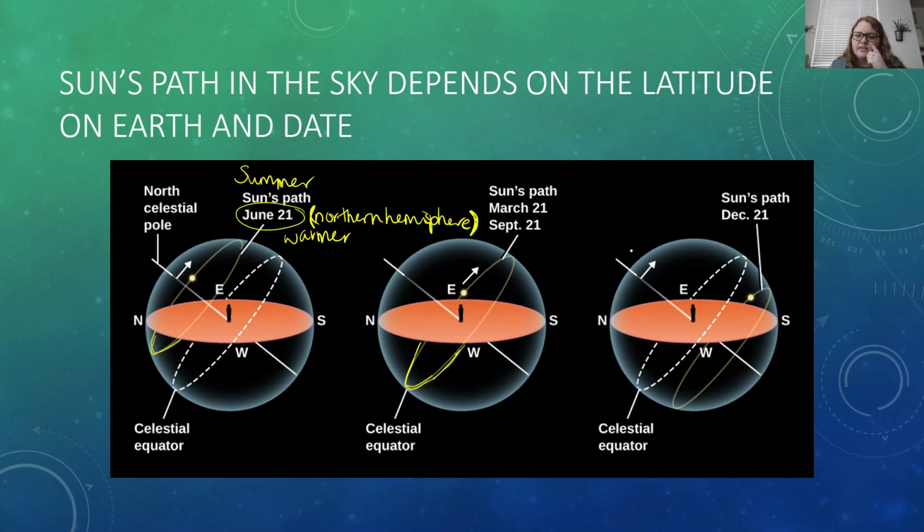Okay. Then if we go into the winter time, or around December 21st, this is going to be colder. So cold. Okay. We only have a little bit of time the sun is in our sky. Okay. And then we have a lot of time where it's not. So we only get a little bit of sunlight around December 21st. Okay. All right.